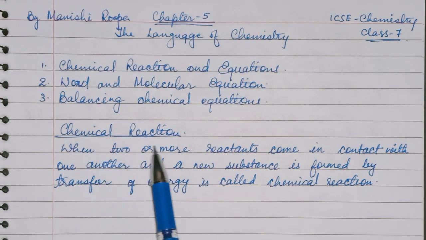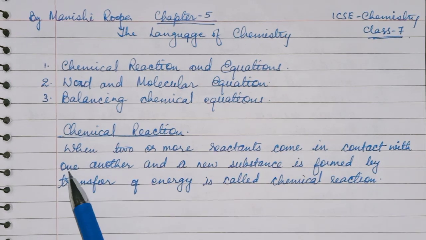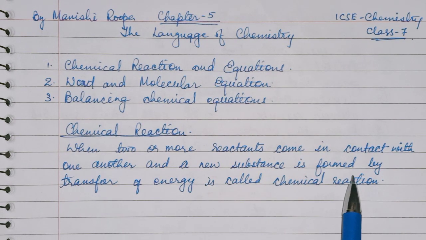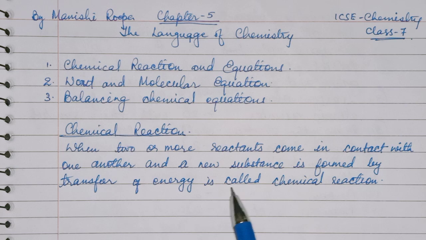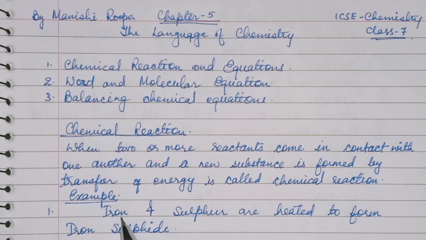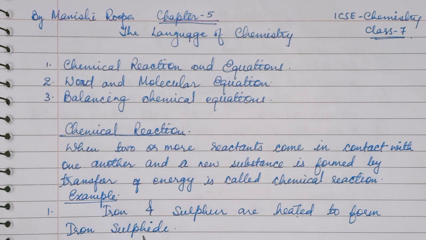The definition for chemical reaction is when two or more reactants come in contact with one another and a new substance is formed by the transfer of energy is called chemical reaction. Now let's take one example. Iron and sulfur, these two are elements. When iron and sulfur are heated, they will form iron sulfide. Now iron and sulfur has been combined together to form iron sulfide.